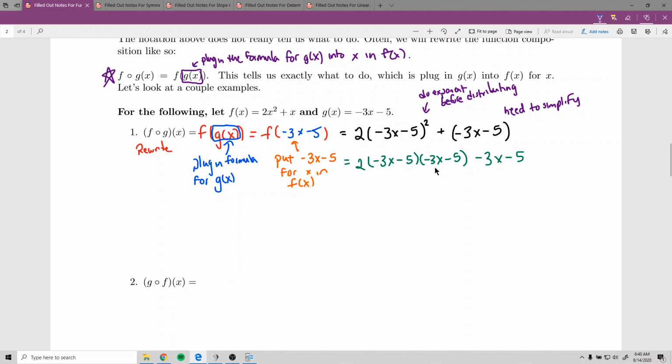All right, now once we're here, then it kind of looks like you have a couple options. What I would recommend doing is FOIL this out first. FOIL first and then distribute. You're less likely to make a mistake.